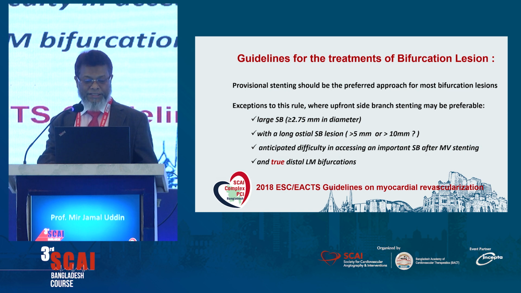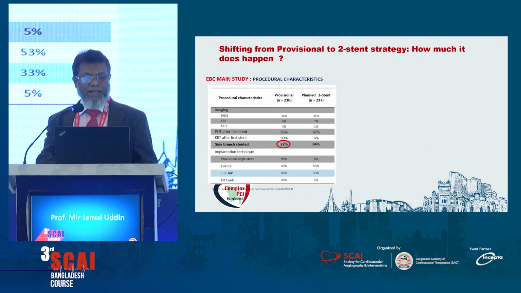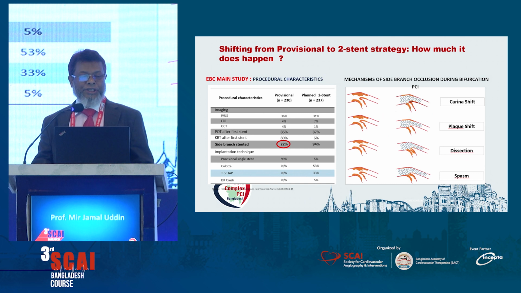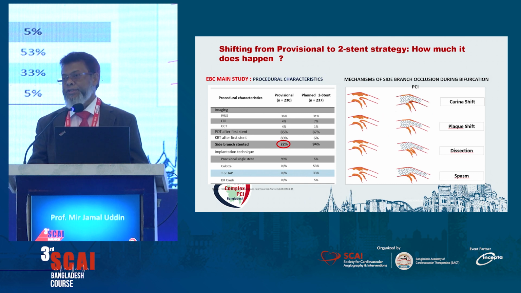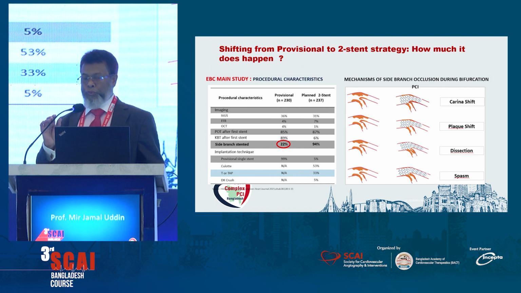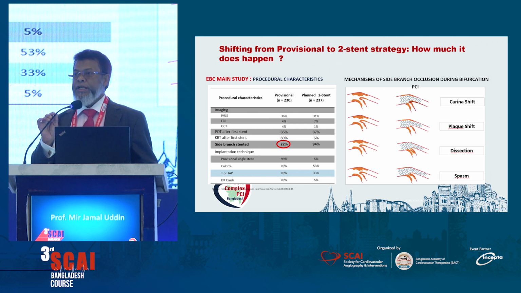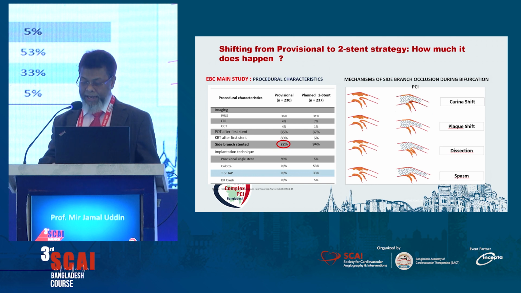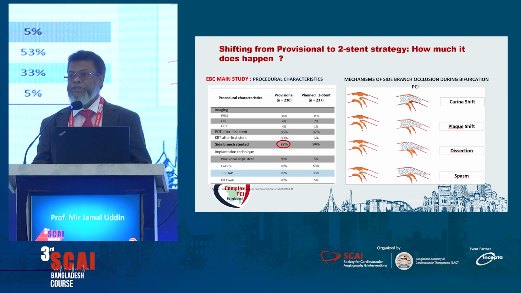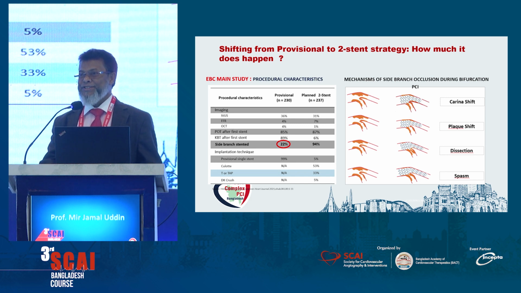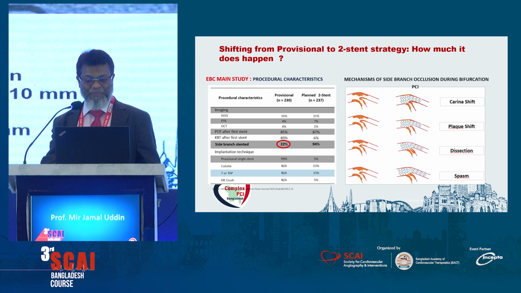true distal left main bifurcation. And here, shifting from provisional to two-stent strategy: from EBC MAIN, we know only 22% of cases required a second stent. And this year they have published the 3-year data of EBC MAIN, and they have shown the single stent strategy is superior in terms of target lesion revascularization than the double stent strategy.